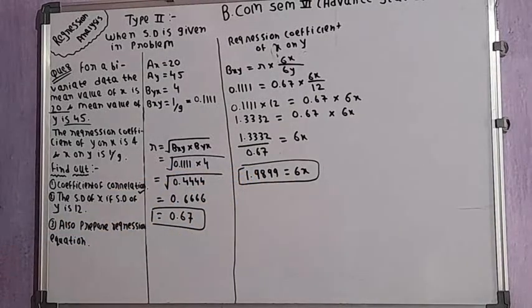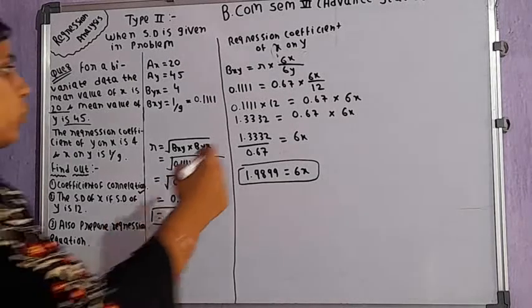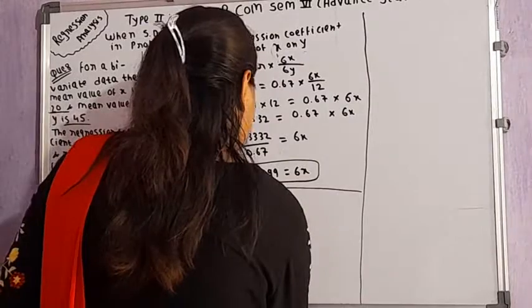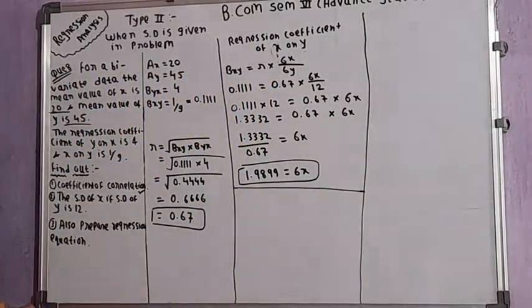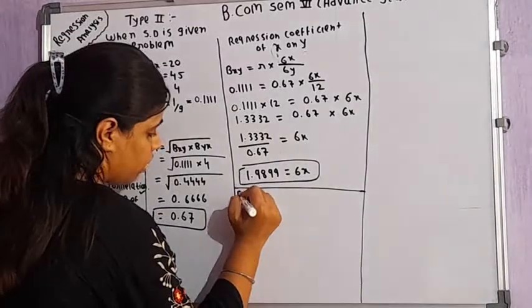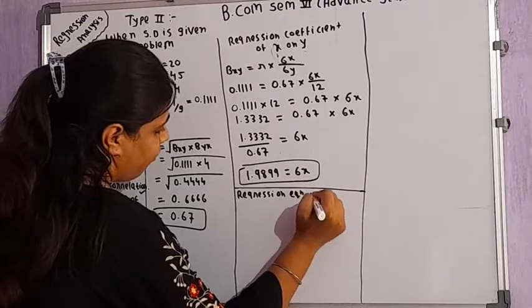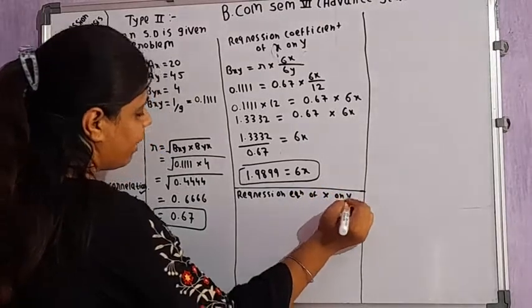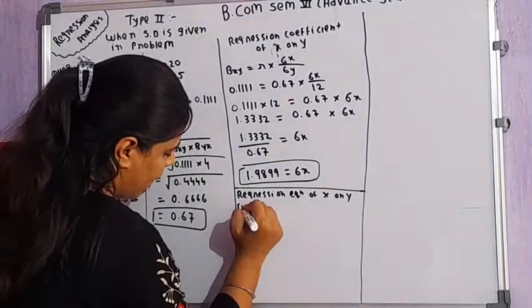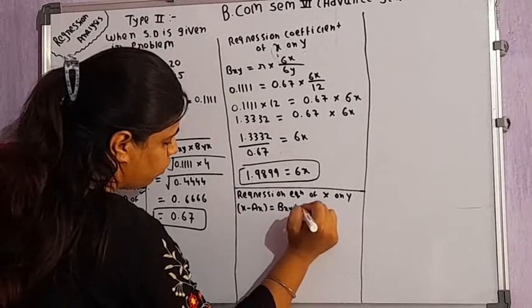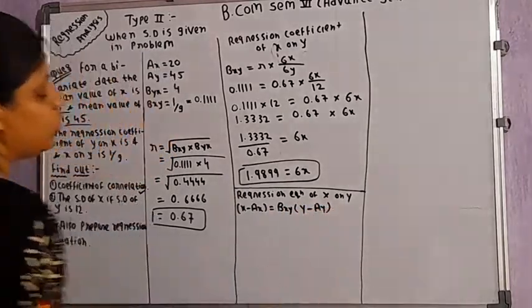Okay. Now the second thing that we have been asked in the problem has also been solved. Now what we have to do? We have to prepare the regression equation. So for finding out the regression equation, we have to use the formulas. So first of all, we are going to find the regression equation of x on y. What is the formula for this? X minus ax is equals to bxy into y minus ay. This way we have written the formula.